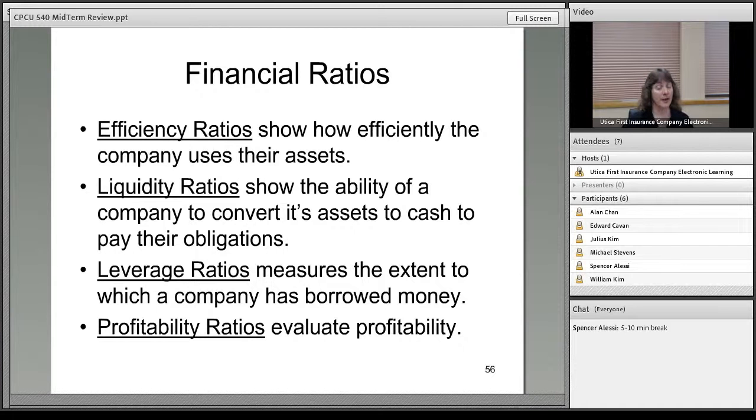Leverage, remember leverage usually deals with borrowing or debt. So leverage ratios measure the extent to which a company has borrowed money. And profitability ratios look at your profitability.